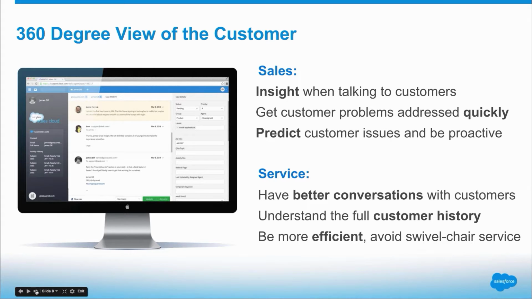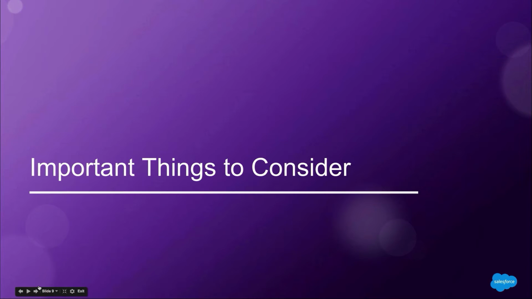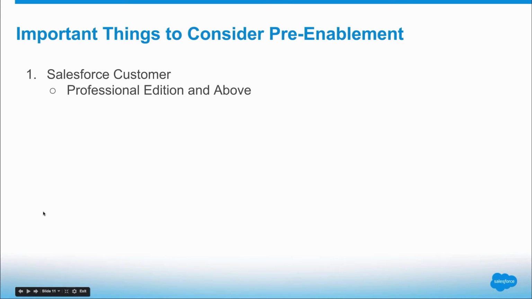Okay? I want to talk about a couple of important things to consider before enabling Desk Connect. Some of the important things to consider for pre-enablement: the first thing is you want to make sure that you have Salesforce or Sales Cloud, specifically Professional Edition and above. So if you have a Group Edition, you would want to upgrade to the Professional Edition to get the Salesforce integration up and running with your Desk site.